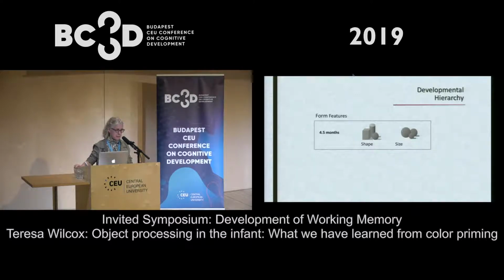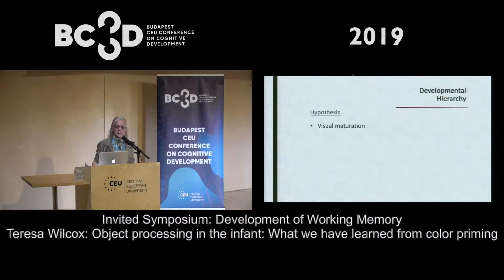So early in the first year, by about 4.5 months, babies are very sensitive to form features. Babies will individuate by differences in shape and size. However, it's not until the end of the first year that babies will use surface differences. So for example, if the objects vary in their color or in their luminance, babies don't interpret that event as involving two distinct objects until the end of the first year. Now this was a bit of a puzzle, because we know babies can, prior to the end of the first year, perceive luminance differences and color differences. So how do we explain this developmental hierarchy?